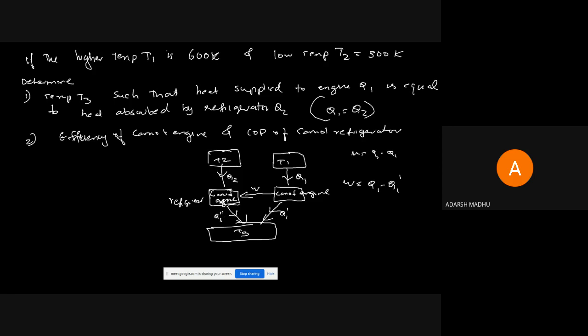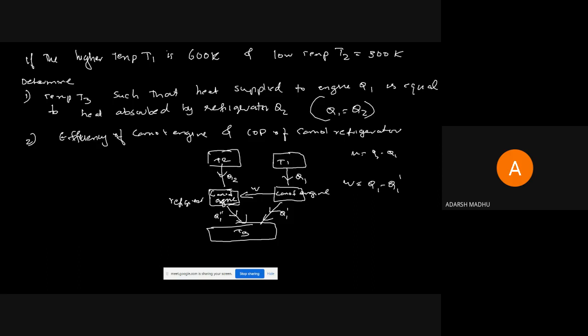I denote a particular value Q1 double dash because the same amount of heat from a heat engine is retained. So it is Q1 dash, it is Q1 double dash heat. It is not Q2 dash. So work done is Q1 minus Q1 dash, and that particular heat goes to T3. So this is the figure.